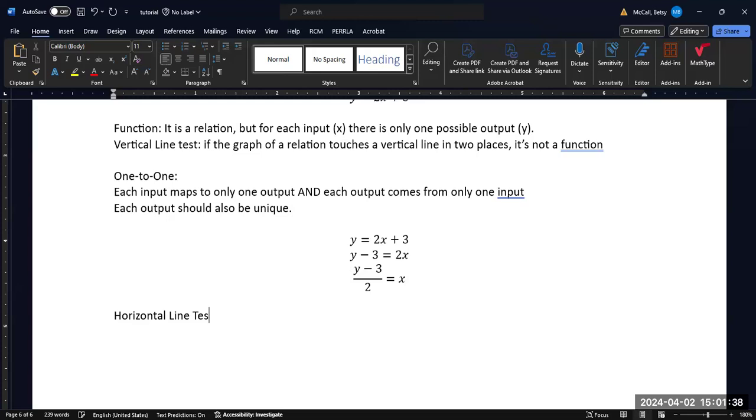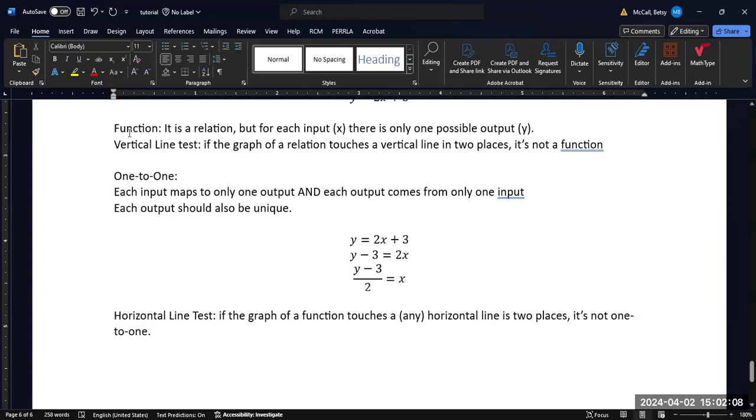Now, the one-to-one functions have a test similar to the vertical line test, but it's the horizontal line test. And it basically says if the graph of a function, because we're starting with the assumption that it's already a function, touches any horizontal line in two places, it's not one-to-one.